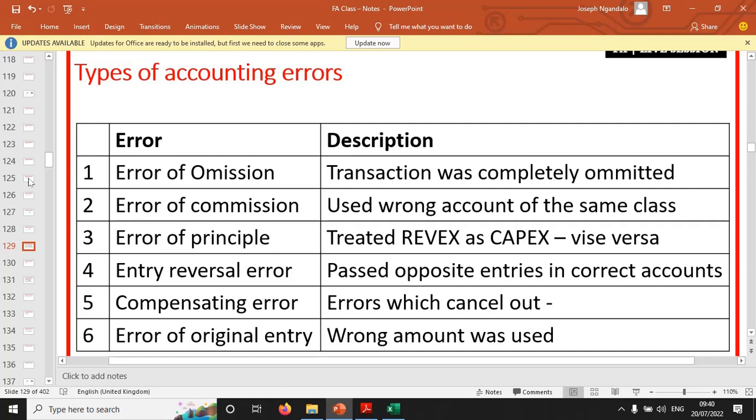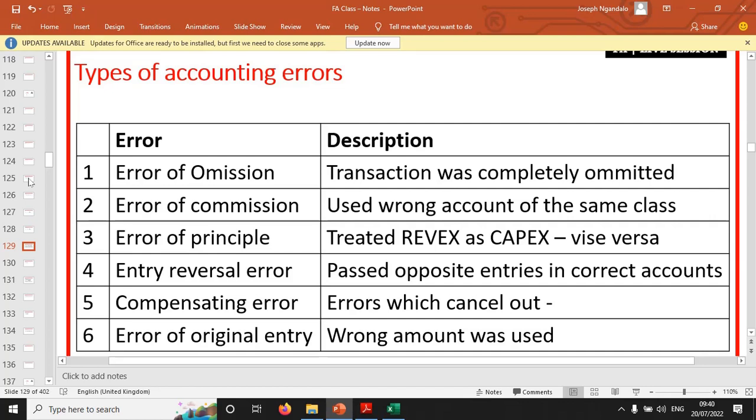Theory. Error of omission means the transaction was left out. There was no debit, there was no credit. You understand that? And what could drive the error of omission? Perhaps you misplaced a source document. I hope you still remember source documents. Education is what remains after you have forgotten everything you have learned. So please don't forget the most important things, all right?